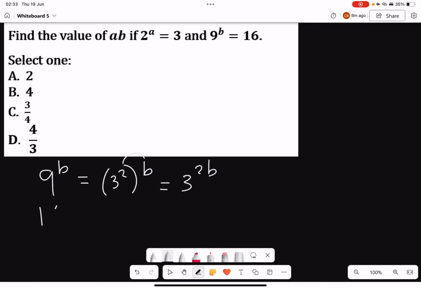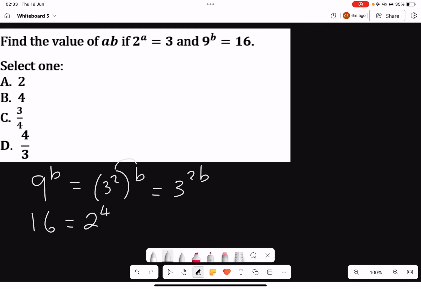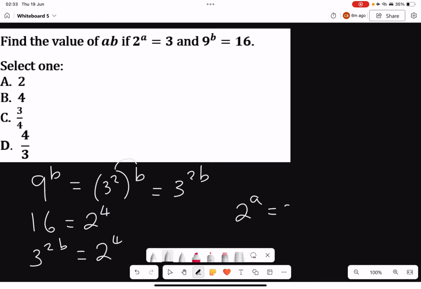We also know that 16 is basically 2 times 2 times 2 times 2, which is 2 to the power of 4, which means our equation can now be written as 3 to the power 2B equals 2 to the power 4. This is just that written in its simplest form. And we were told that 2 to the power A equals 3.